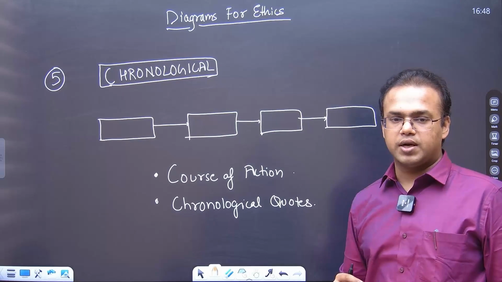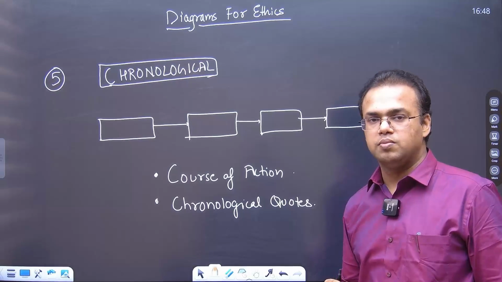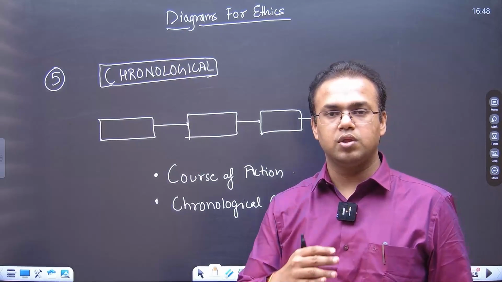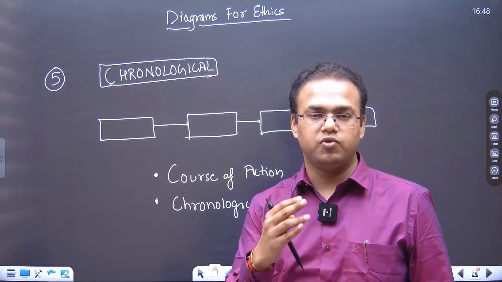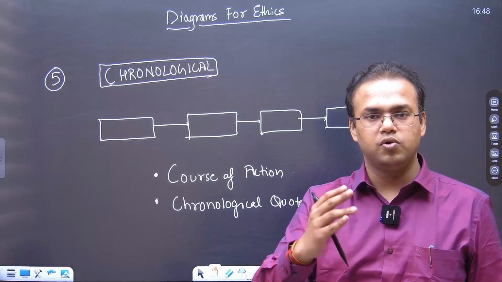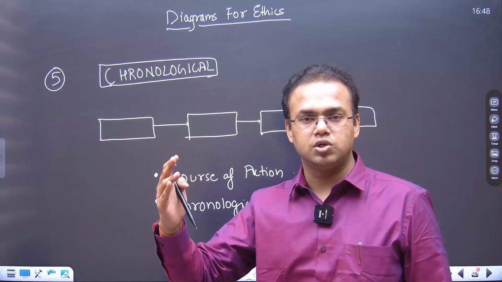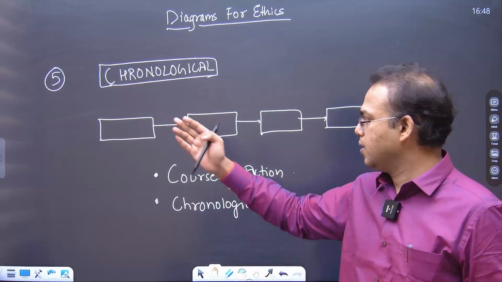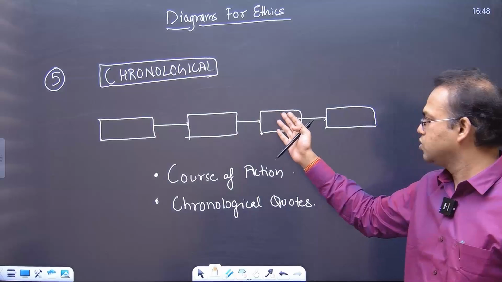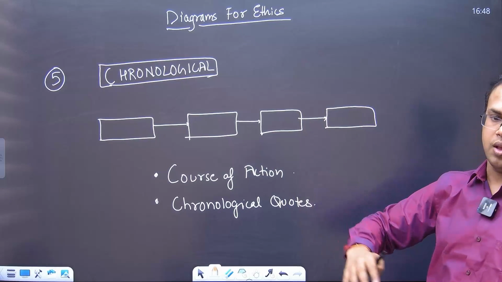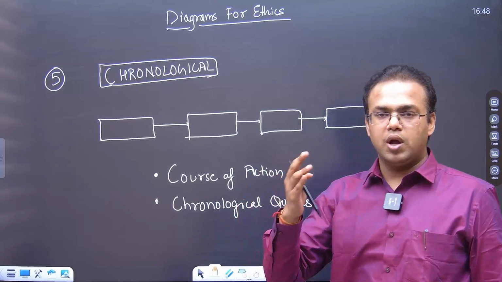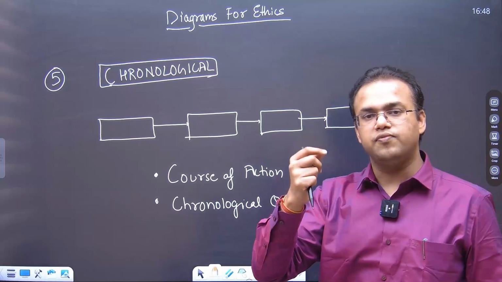Next is the fifth type, that is the chronological diagram. So in chronology based questions, like the quote, to awaken the people, you should awaken the women. When women are on the move, the family is on the move, hence the village is on the move, the nation is on the move. There is a certain chronology. You will start with women, then you move to the family, then to the village, and then to the world. Similarly, in courses of action in case studies, you have to give a logical stepwise action.